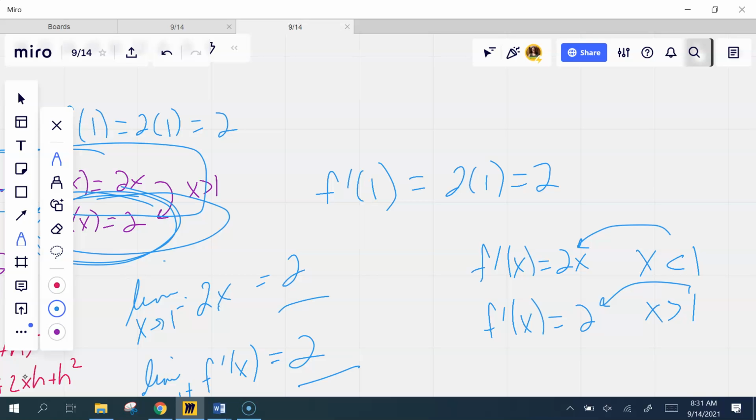This was a tough question. I actually like this question now. So G, I would say that it fails to exist, but not because of the one-sided derivatives, but because of the continuity issue there. And part H, I think G and H kind of go together. The derivative does not exist, again, because of that continuity issue.